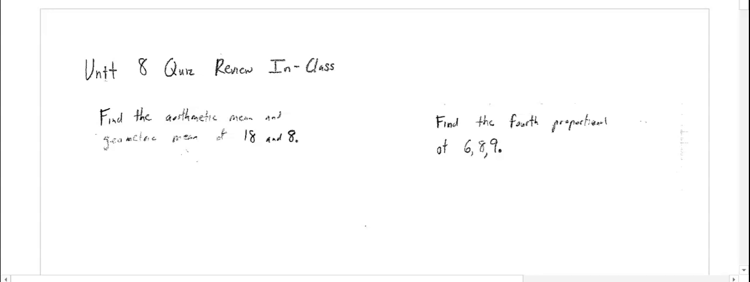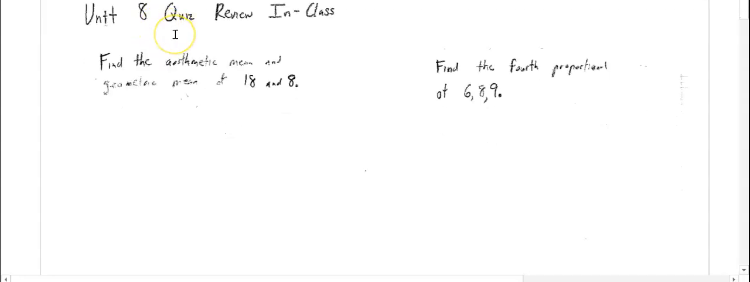This video has a few review problems for the Unit 8 quiz review in class. So find the arithmetic and geometric mean of 18 and 8. The arithmetic mean means that we are averaging these numbers together. So we're going to add them together and divide by 2. So 18 plus 8 is going to get us 26. Divide by 2 would be 13.